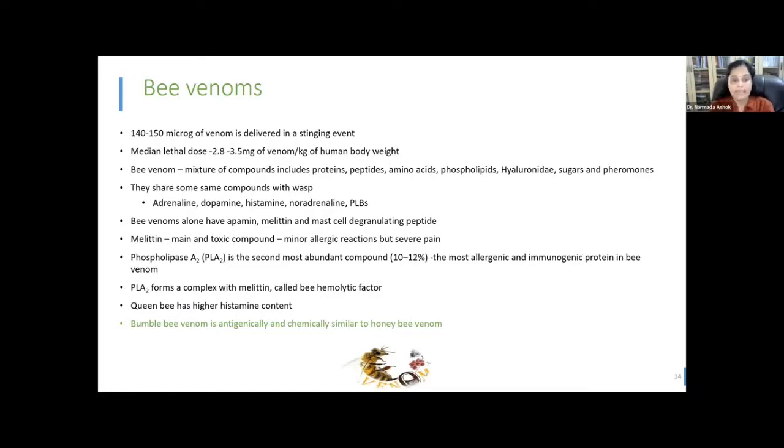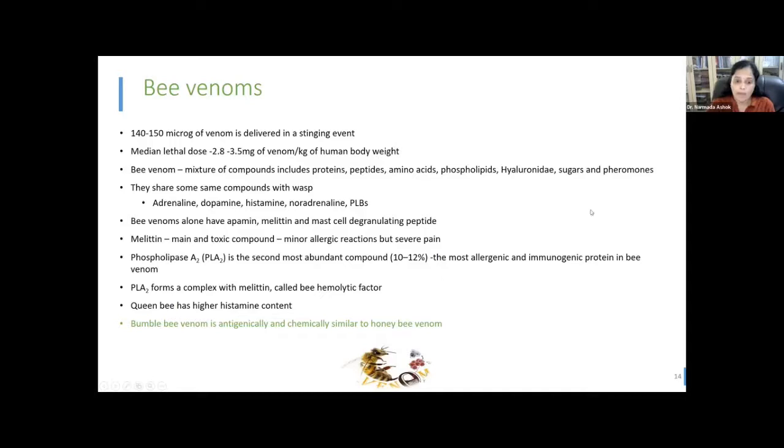The melittin is the main toxic compound, and it causes a minor allergic reaction but very severe pain. And we all know bee stings are very painful. The phospholipase is one molecule we all have to concentrate on across the species, because this is the most allergenic and has a heavy immunogenic potential, and it is present in the species which we will see. But what is present in the bee is phospholipase A2, which is about 10 to 12%.